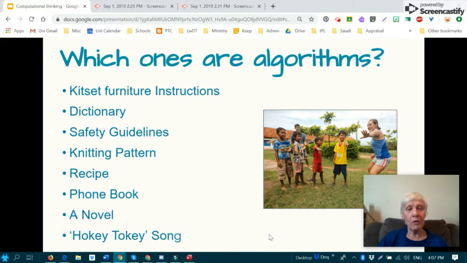Novels. Most novels are not algorithms. Most of them are just a story. They're not a set of instructions. The Hoki Toki song or Mahunga Pakahiwi, any songs like that are actually a type of algorithm because they're giving you instructions. Put your left foot in, put your left foot out, etc. Although you could argue that maybe order doesn't really matter, but if you're going to get the song right, then it does.